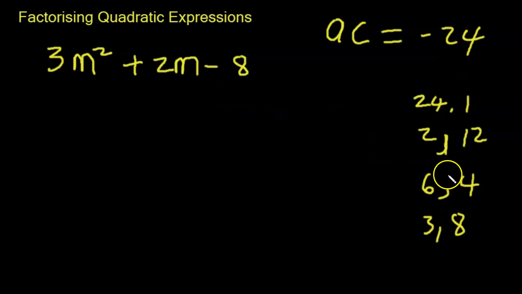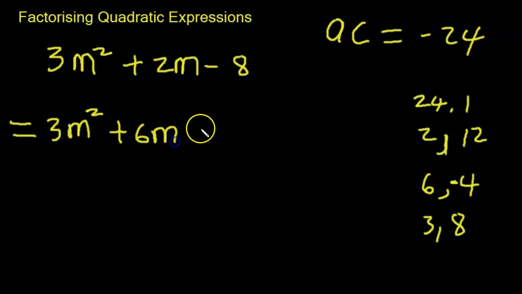You're correct. If we say 6 take away 4, that's 2m. And then if you multiply 6 times negative 4, you will get negative 24. So we're going to rewrite the 2m, so we have 3m squared, and then we have, it doesn't matter if you put the positive 6 first or negative 4 after. Let me put the positive 6, 6m. As long as the positive is on the 6 and the negative is on the 4, that is all that matters. So 6m take away 4m minus 8.